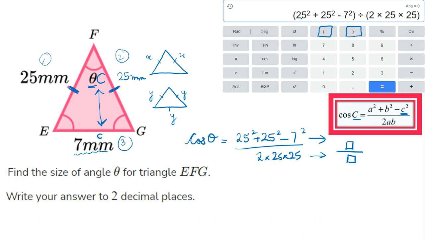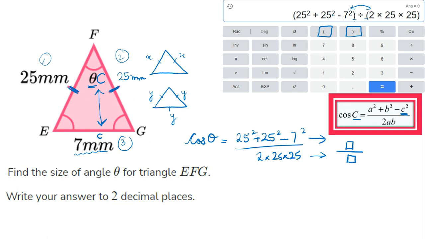So bracket open, 25 squared plus 25 squared minus 7 squared, and then bracket close. If I did not have these brackets before and after the division sign, then 7 squared would be 49, and the calculator would automatically do 49 divided by 2 before anything else, because in order of operations, division comes first: division, then multiplication, then addition, then subtraction. The calculator wouldn't know that you are not supposed to divide the 49 by the 2 first.